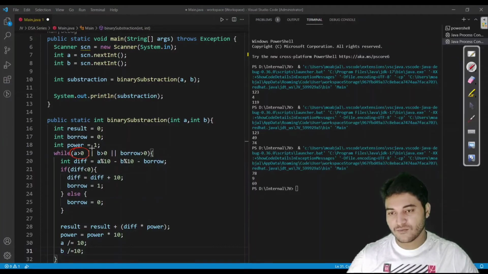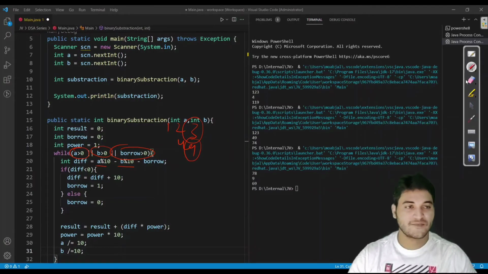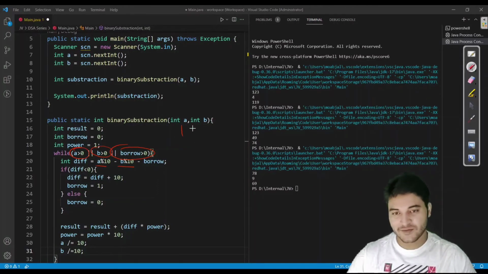Fine. So here what we are doing, let us understand with this only. We are running our loop while either a is greater than 0, or b is greater than 0, or borrow is greater than 0. Fine. So we are dividing each digit of the last digit of each number. So let us say we were having 123 and 49. So we have picked up this digit and this digit. Sorry, we are subtracting two binary numbers. Fine. So we have picked up this digit and this one.